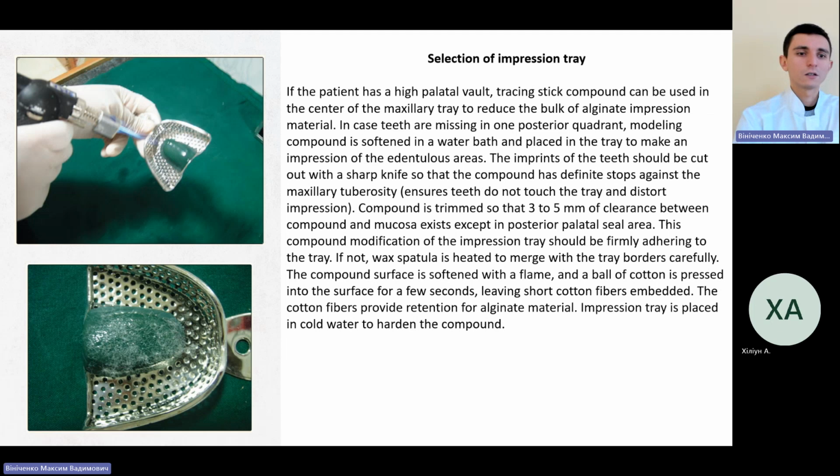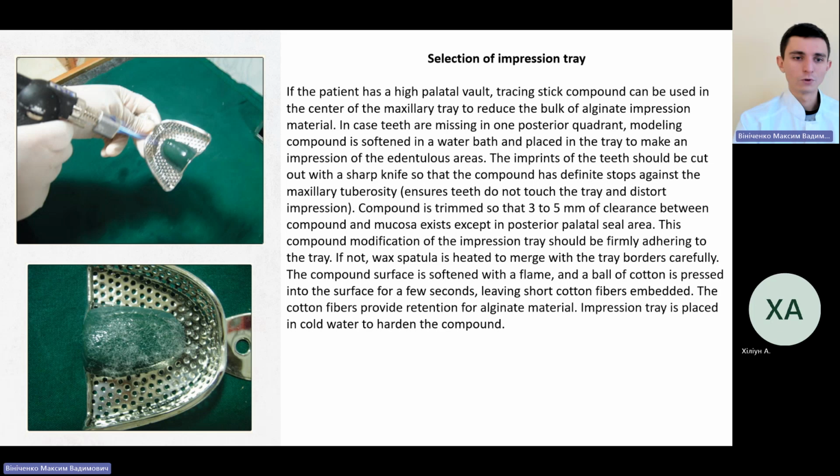If the patient's palatal wall is deep, tray and stick compound can be used in the center of the maxillary tray to reduce the bulk of alginate impression material. In case teeth are missing in one posterior quadrant, modeling compound is softened in a water bath and placed in the tray to make an impression of the edentulous areas. The imprints of the teeth should be cut out with a sharp knife so that the compound has definite stops against the maxillary tubercle.